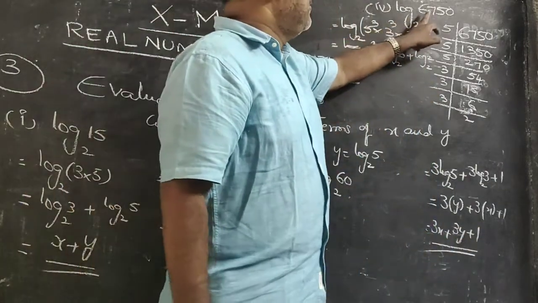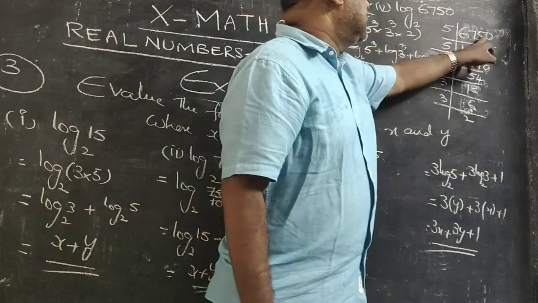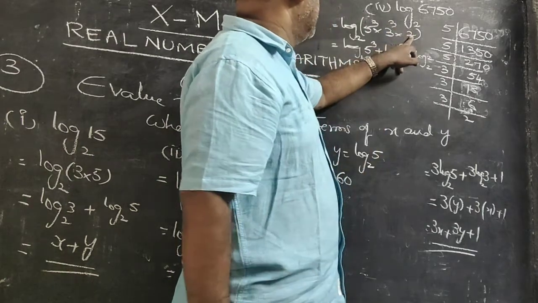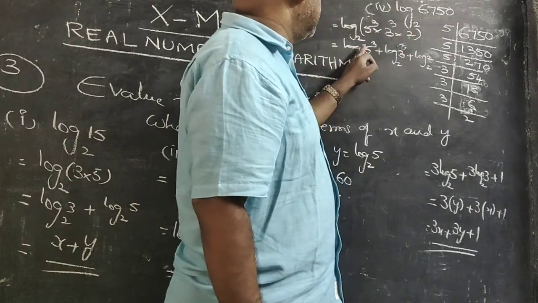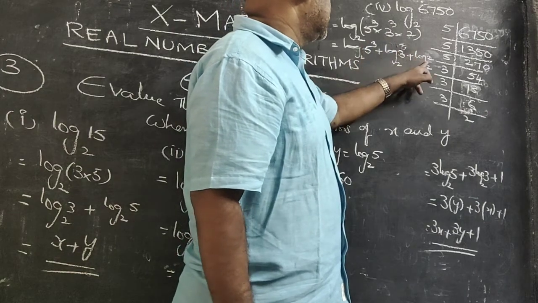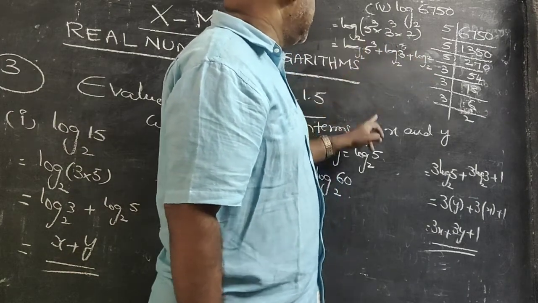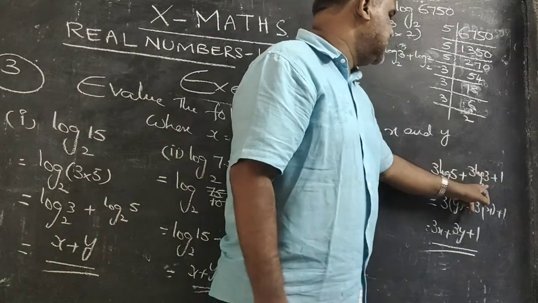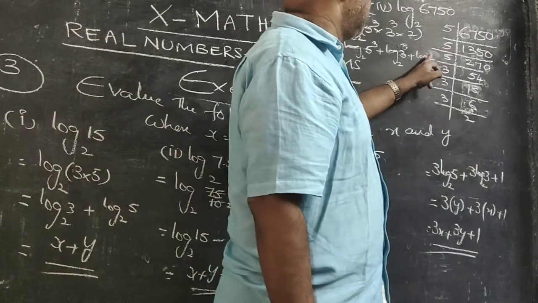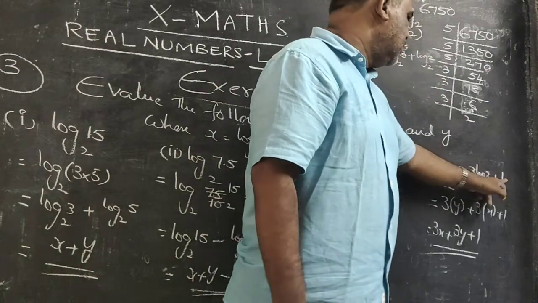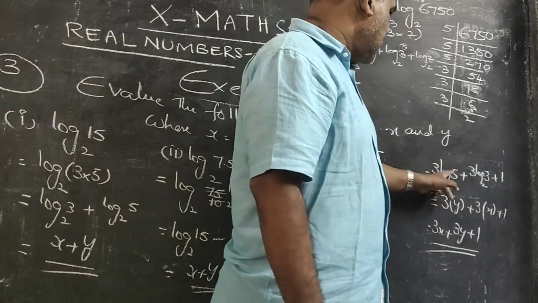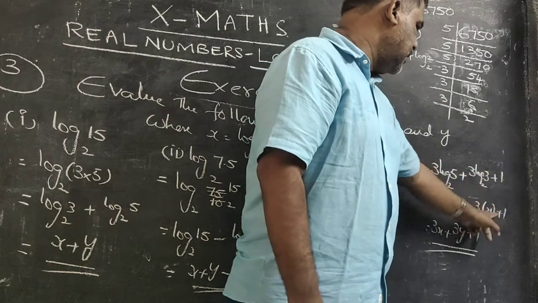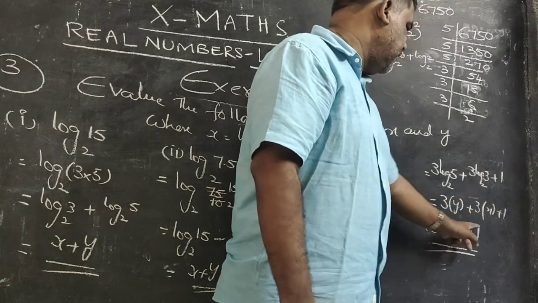So first you find the prime factors of 6750. For 6750 we got 5 cube, 3 cube and into 2. Log a, b, c can be written as log a plus log b plus log c. Log 5 cube means 3 comes here, it is 3 log 5, base is 2. This 3 comes here, it is 3 log 3, base is 2. Log 2 base 2, the logarithm of a number itself as the base, is 1. So we substituted 1 there. 3 log 5 base 2 is y plus 3 log 3 base 2 is x plus 1. That is 3x plus 3y plus 1.